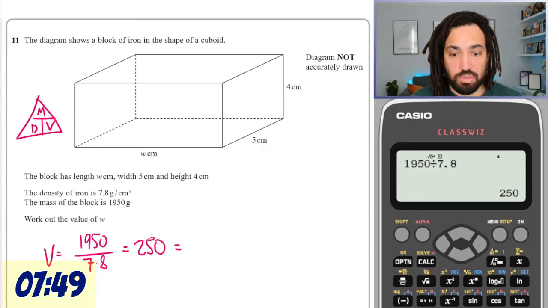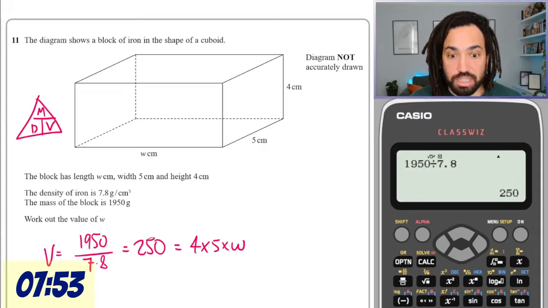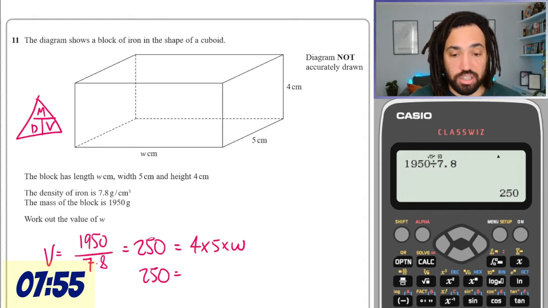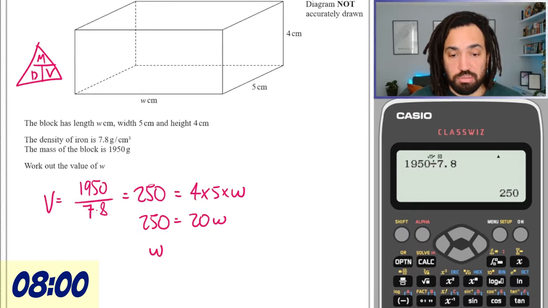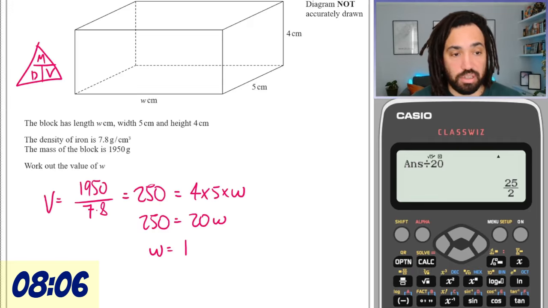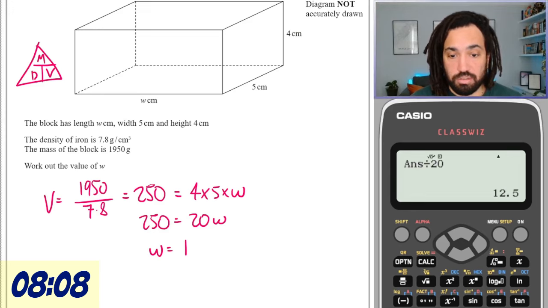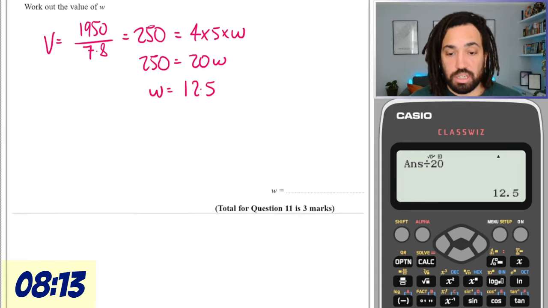And we know the volume, of course, is equal to all 3 dimensions multiplied together in a cuboid. So we get this. So W is equal to, don't want to risk it, what is it, 12.5? Yeah, 12.5. Okay, fine, let's change colour, that's a horrible colour.